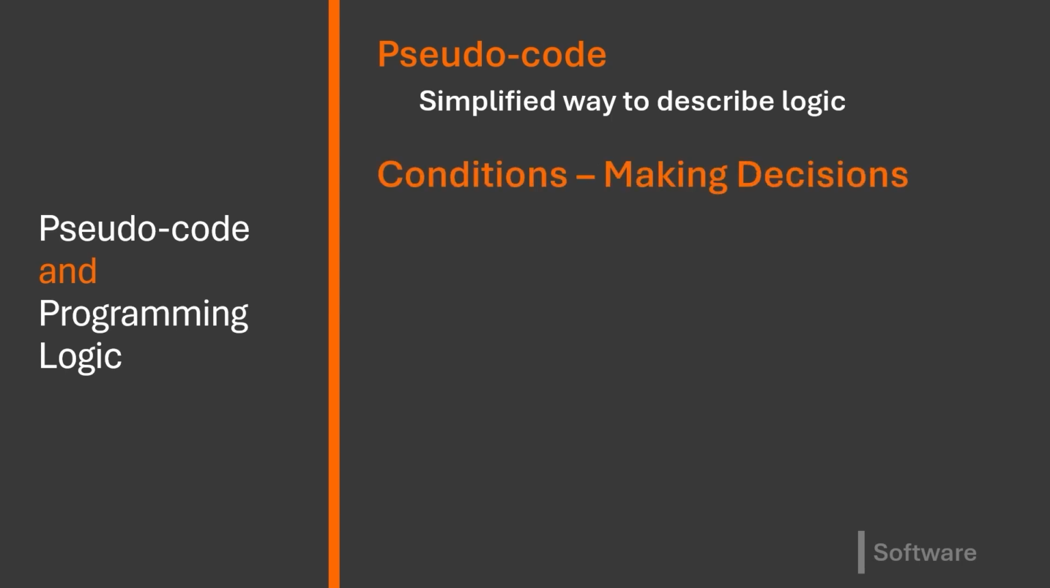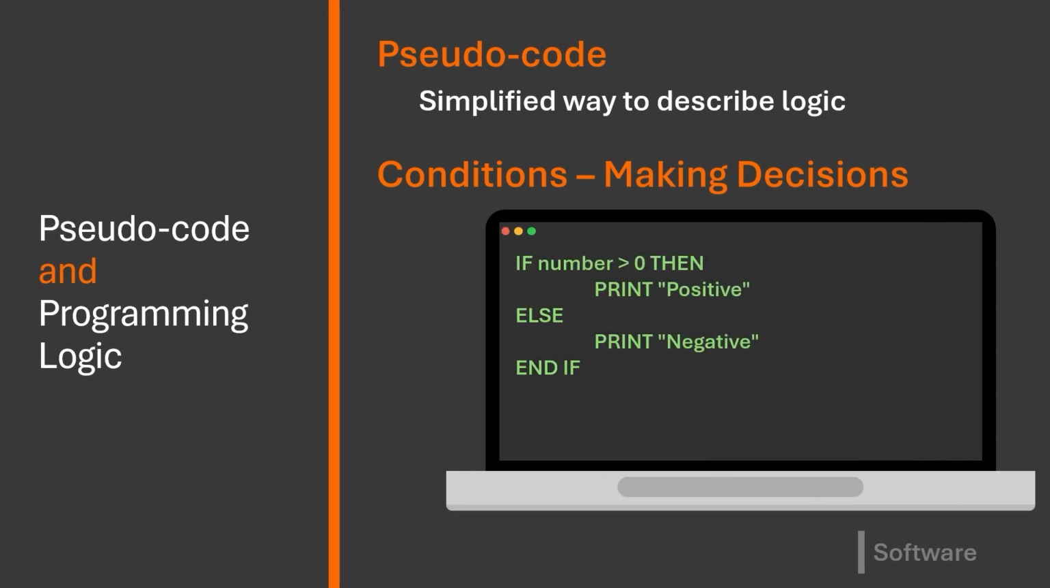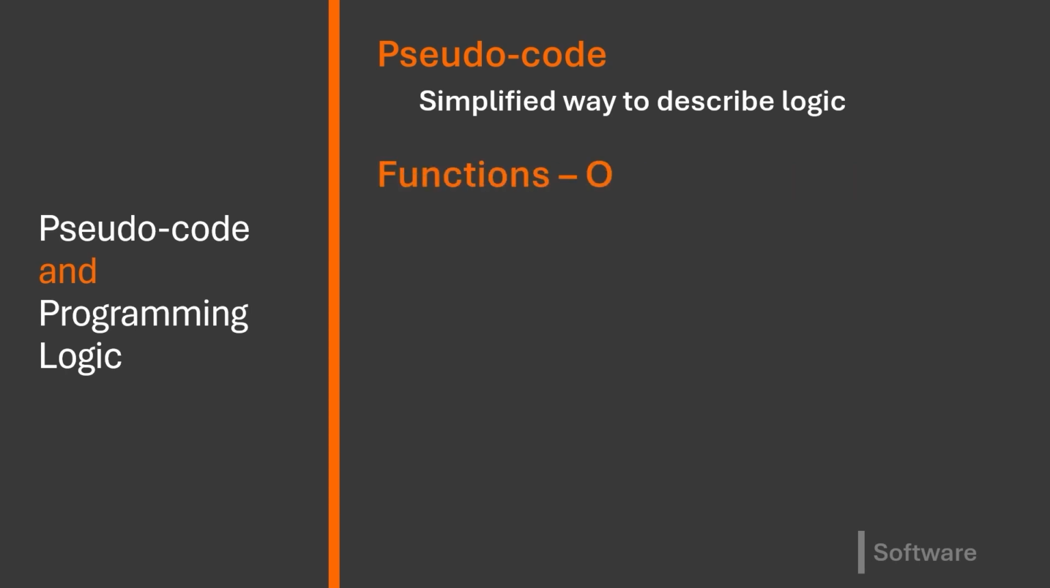Conditions help us choose between different actions based on a given situation. Let's say we need to check whether a number is positive or negative. The program on the screen checks the value of the number. If it is greater than 0, it prints positive. Otherwise, it prints negative.